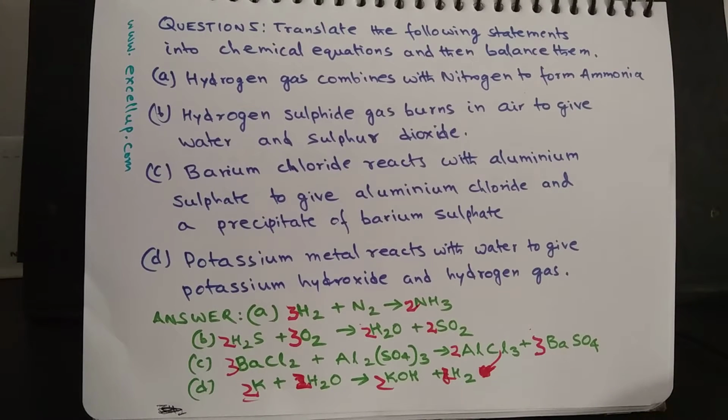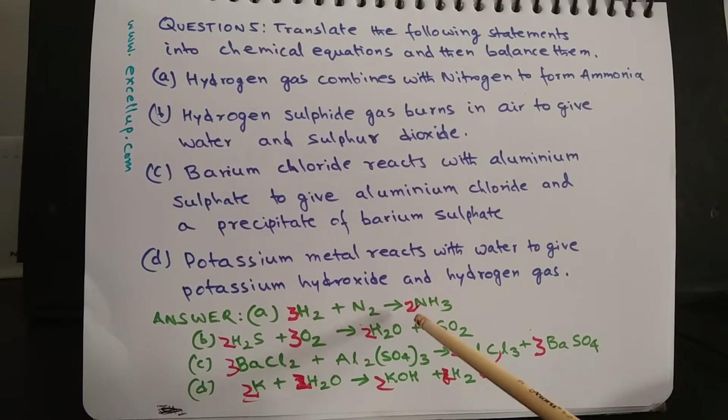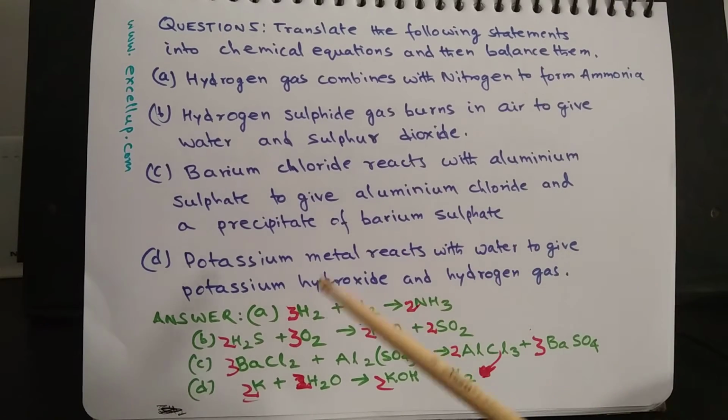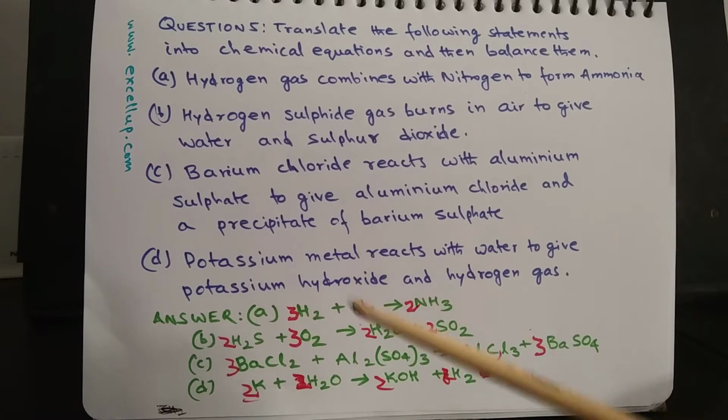Question 5. Translate the following statements into chemical equations and then balance them. A: hydrogen gas combines with nitrogen to form ammonia. The answer will be, the reaction is H2 plus N2 is equal to NH3, and in order to balance it, you will have to write 3H2 plus N2 is equal to 2NH3.